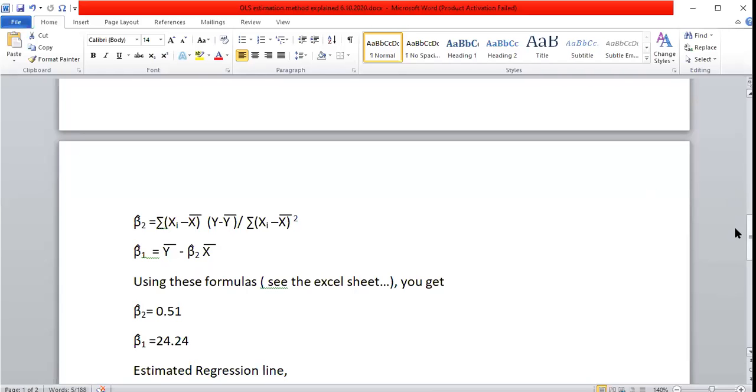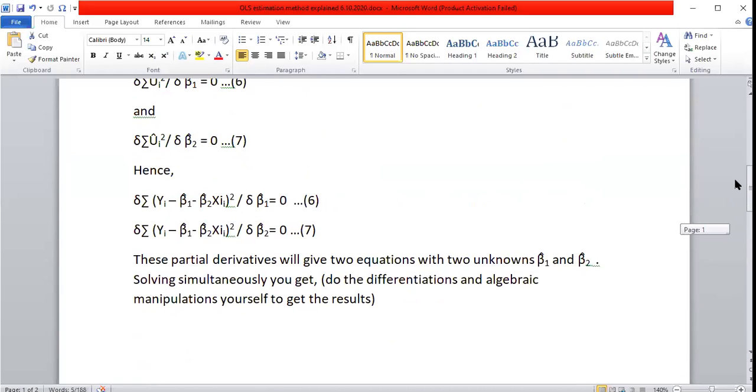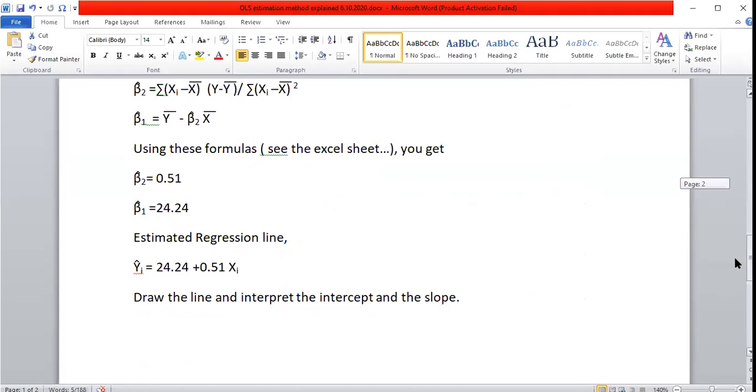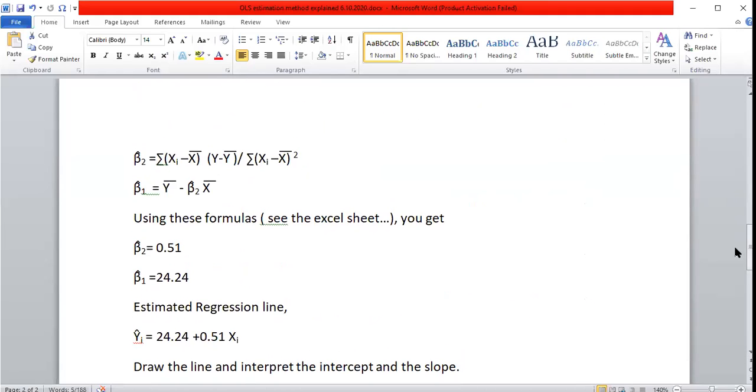Professor, can you scroll down? Here, where is yi? Like beta 2 equals the summation of xi minus x bar, xi minus x bar, where is yi? This is yi. These are all i's, obviously. Professor, where do y bar and x bar come from? Yi minus y bar, summation xi minus x bar. What is the question?